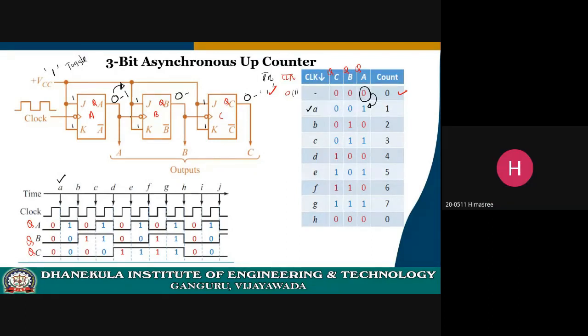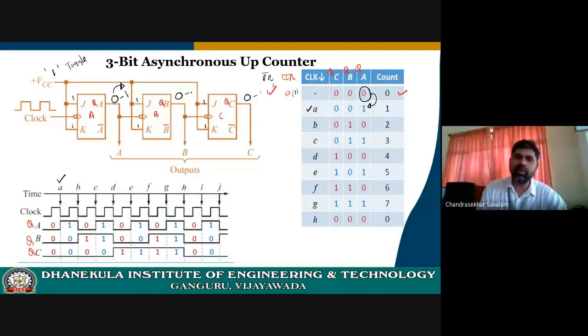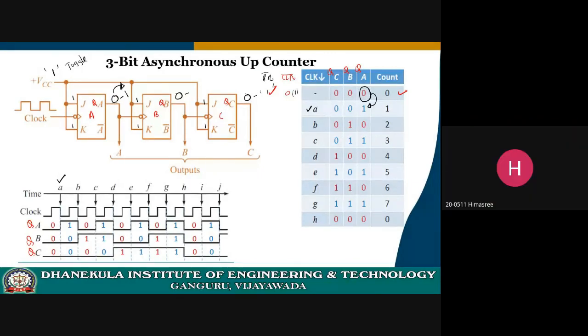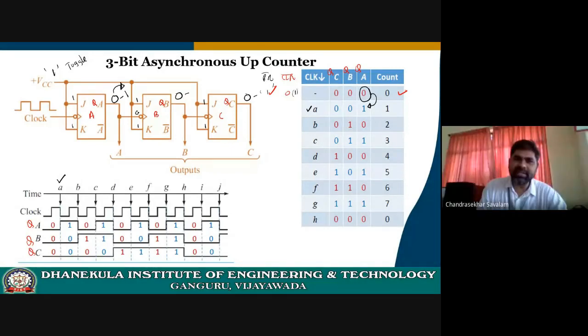Toggle operation 1, 1, 1. Complement of. See, toggle operation happens only when this B flip-flop is on. Now this B flip-flop is off because only 0 is applied to clock. What is the previous state of QA? 0. QA is 0. So clock is 0 here.